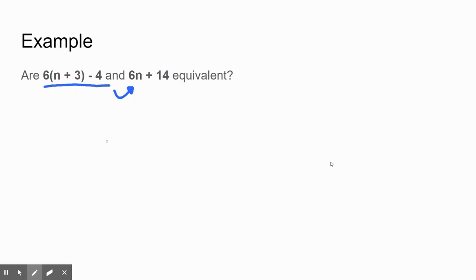So to start off, we're going to start by looking at just this first section here. If we look at how that's set up, that looks a lot like the a times b plus c. So we know that via the distributive property, this should be equal to a times b plus a times c. Our a in this case is going to be 6, our b is going to be n, and our c is going to be 3.